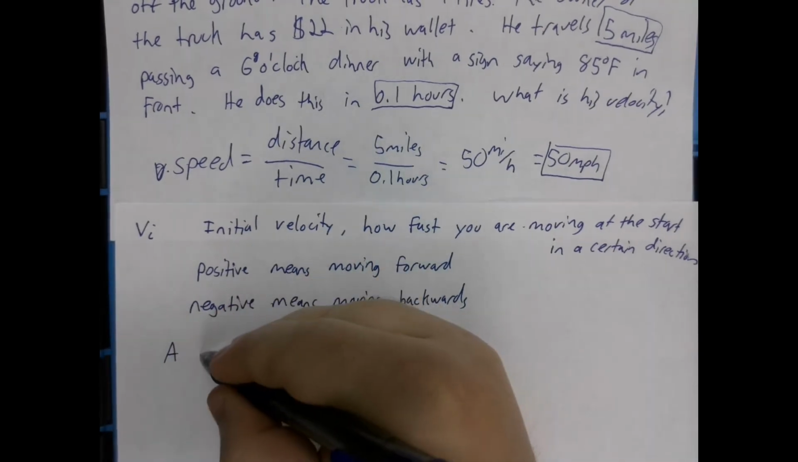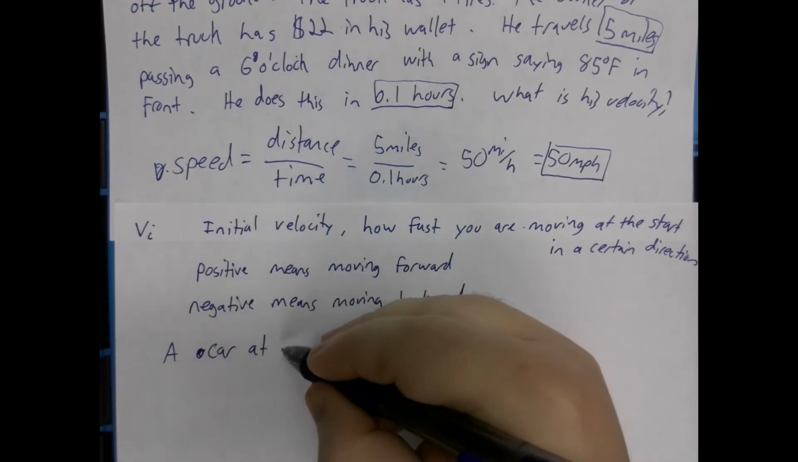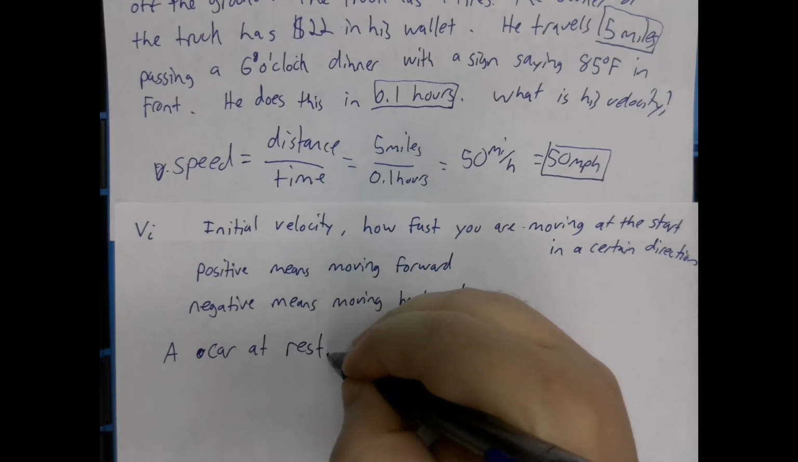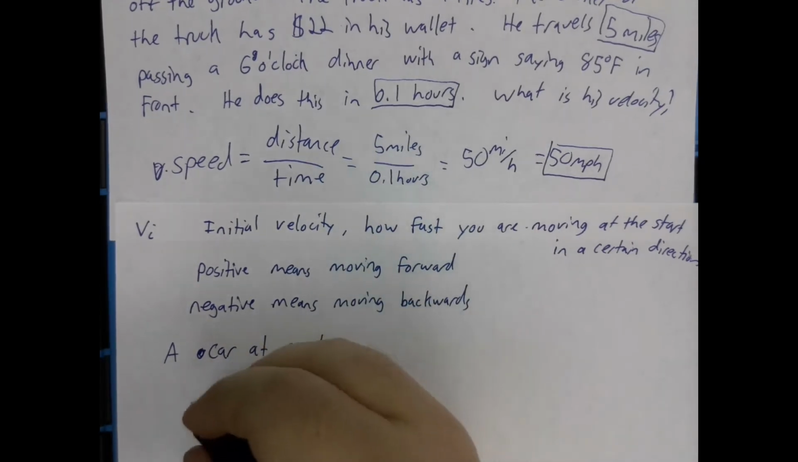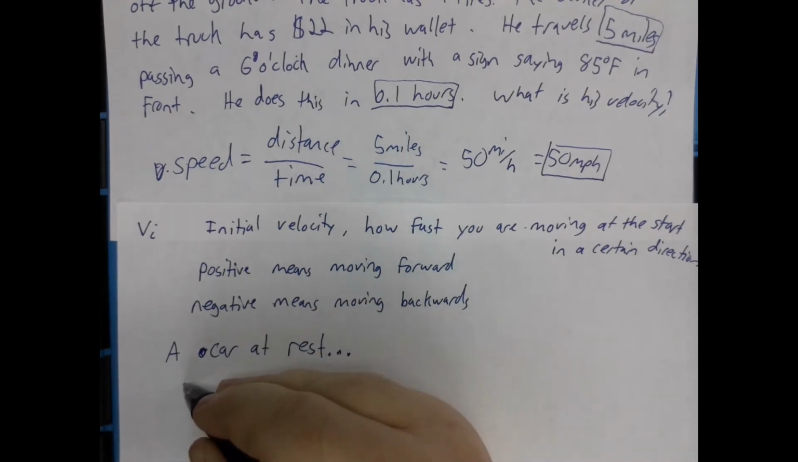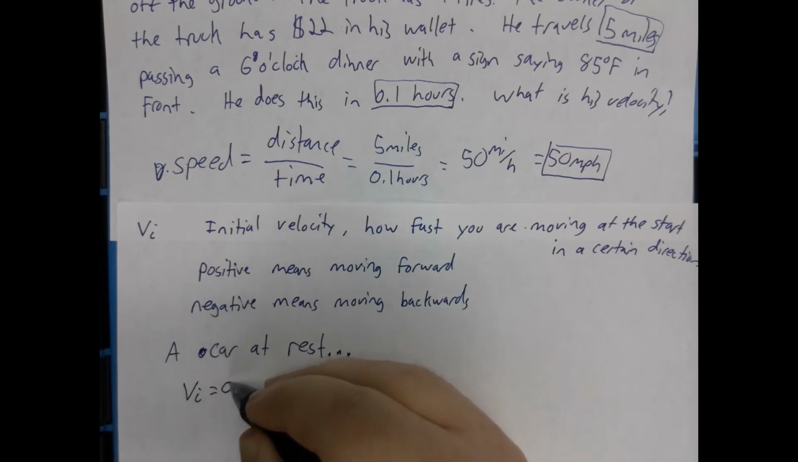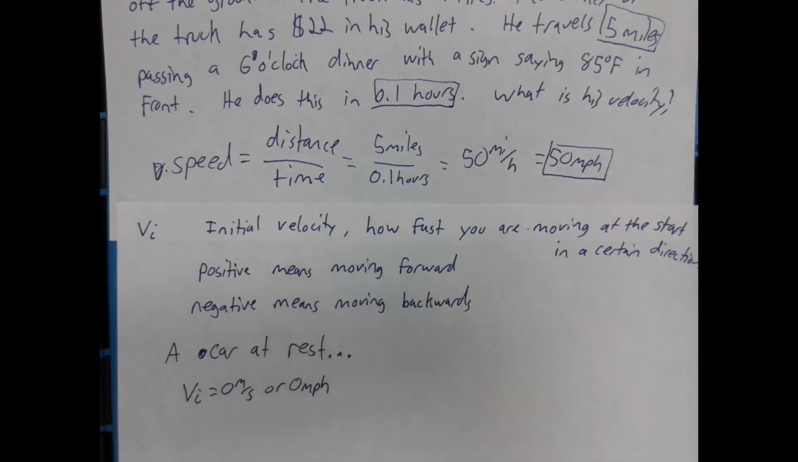So a car at rest. This statement is at the beginning and it's telling you what the car is doing at the beginning. You should infer from this that the initial speed is 0. It could either be 0 meters per second or 0 miles per hour, whatever the problem's units are.